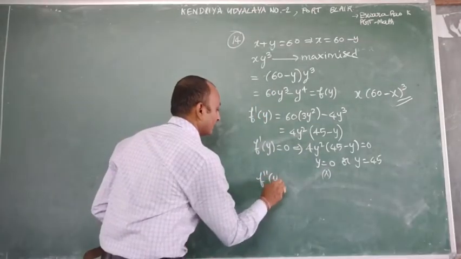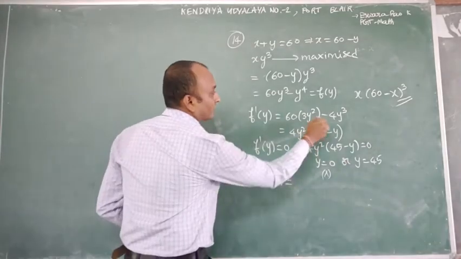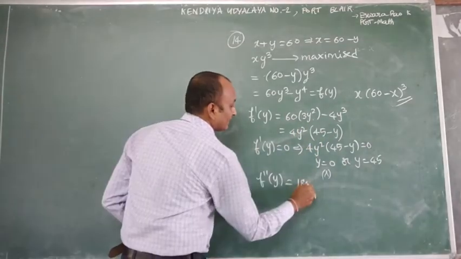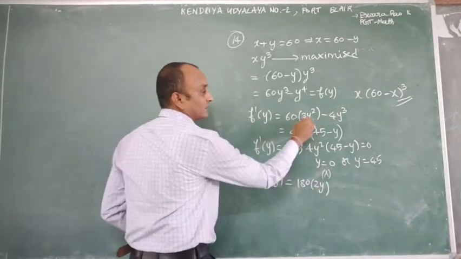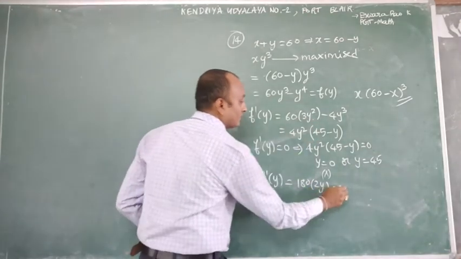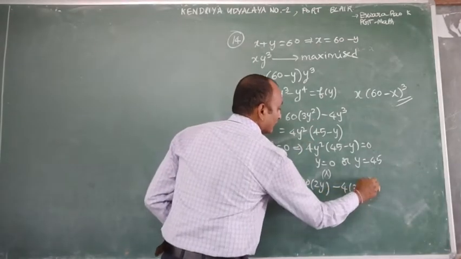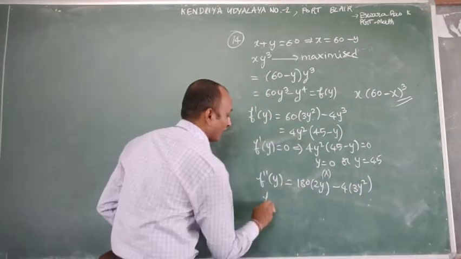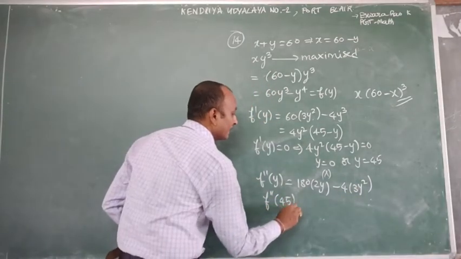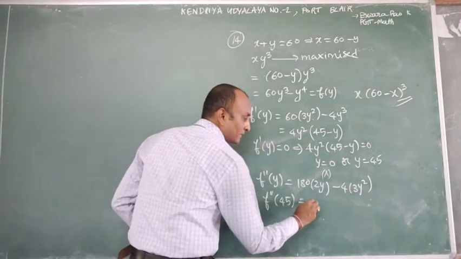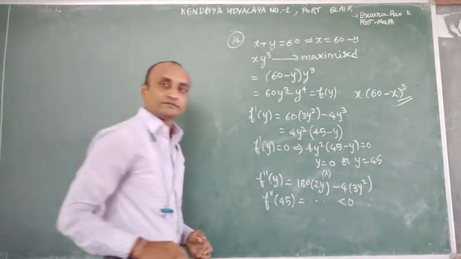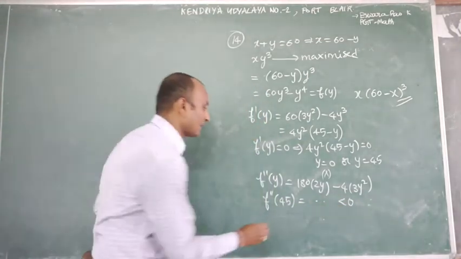double dash of y. What is f double dash of y? It is 60 minus 180 into 2y, because 60 minus 180, y squared is equal to 2y, minus 4 into 3y squared. Try to calculate this one, find out f double dash of 45. We get a negative number after calculation, less than 0. Less than 0. So what happens?